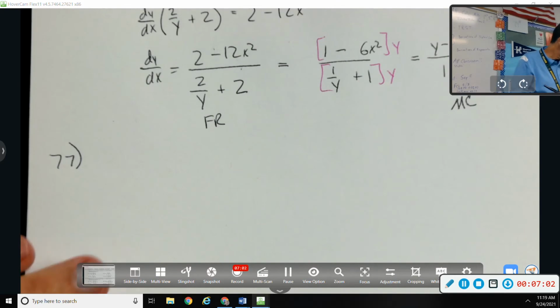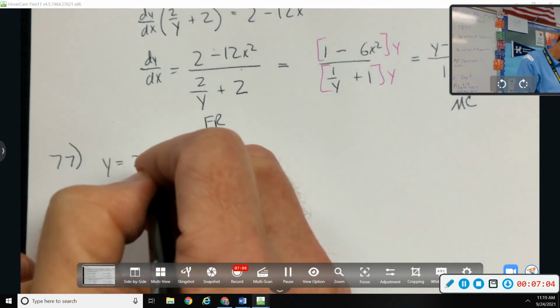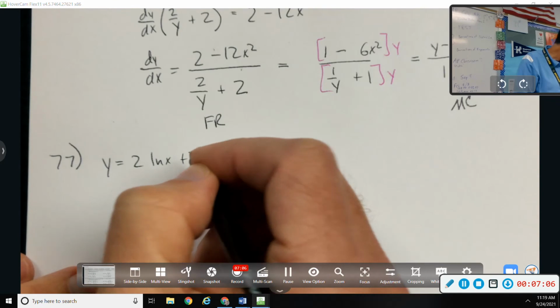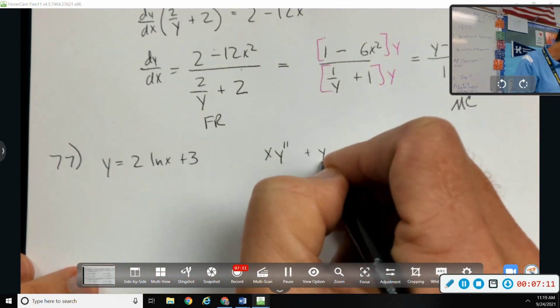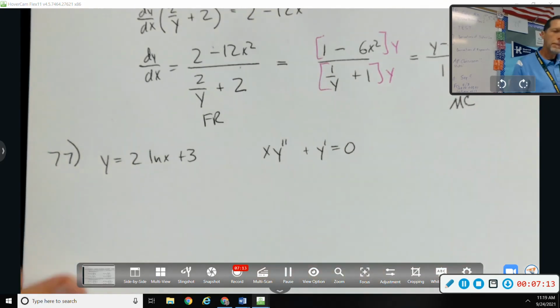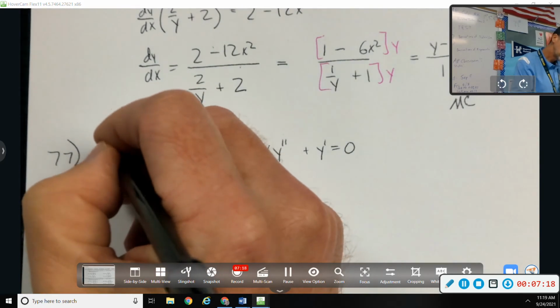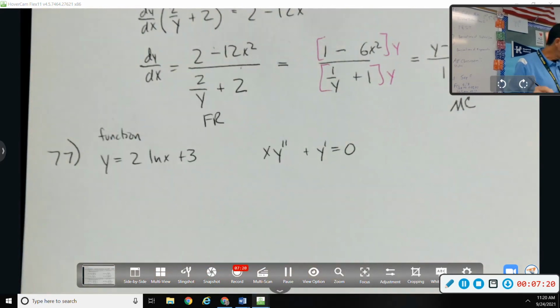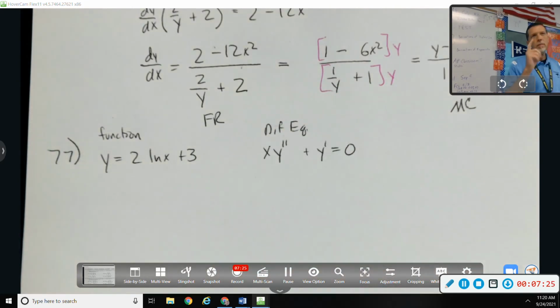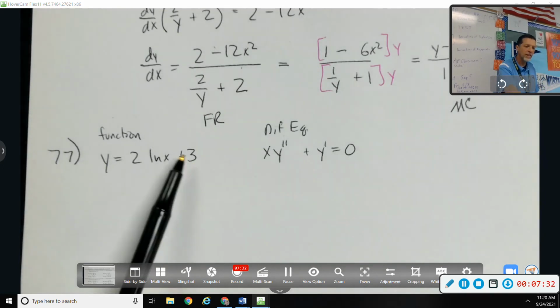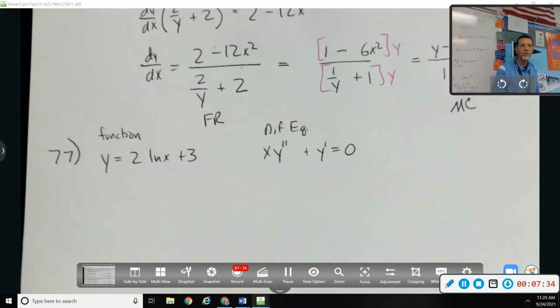Number 77. Y equals 2 ln x plus 3. And then I've got some differential equation. And the directions say, show that the function is a solution to the differential equation. Is x plus 3 inside the log? It is not inside the log. There's no parentheses. If it wanted to be inside the log, it would need parentheses around it to show that it is.